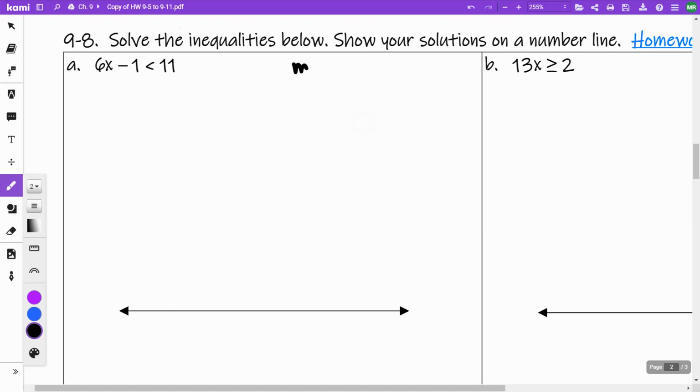If you multiply or divide by a negative, you need to switch the inequality direction.